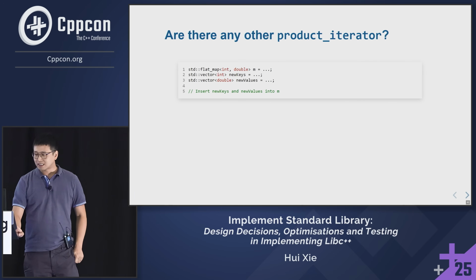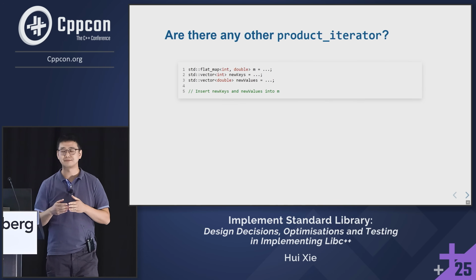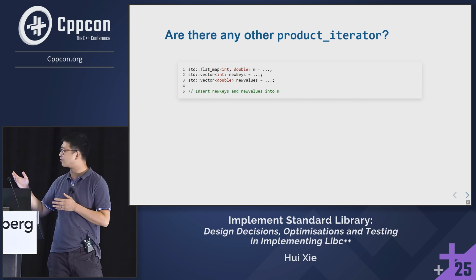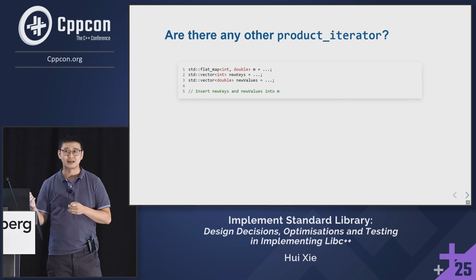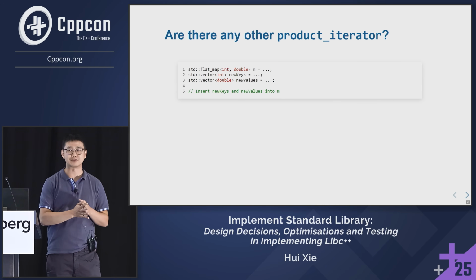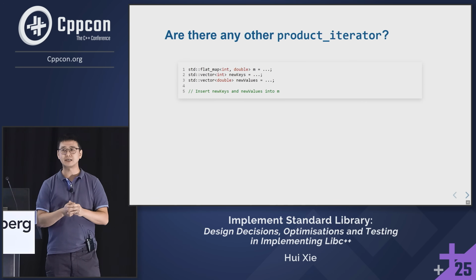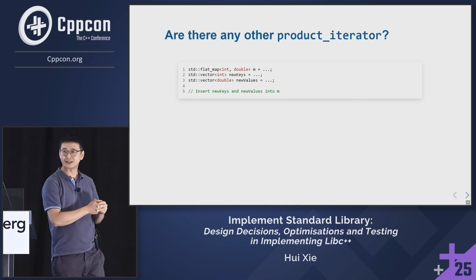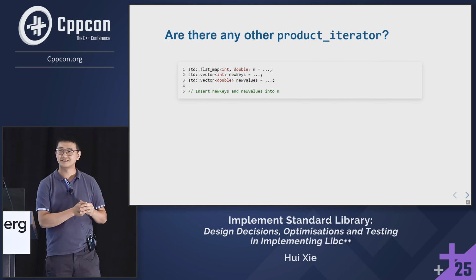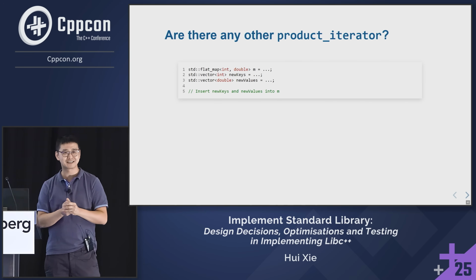So the second example is slightly different. Now I don't have a second flat map. I have a vector of int for the new keys and a vector of double for the new values. And now instead of inserting the second flat map into the first one, I'd like to insert all the new keys and new values into my flat map. How would you do it? Well, don't use a for loop, that's quadratic.